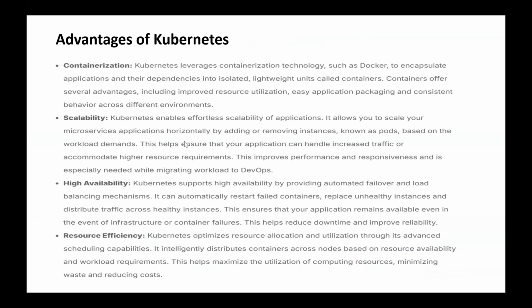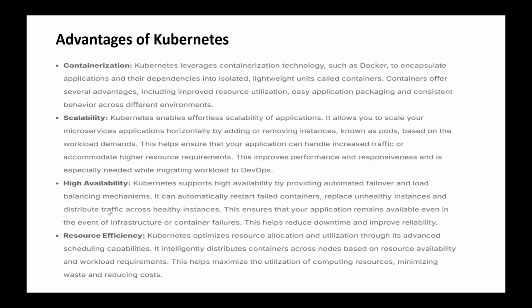Kubernetes also supports high availability by providing automated failover and load balancing. If you have some cloud provider, you can add the load balancer. It will automatically balance your load. It will automatically send all the traffic to the nodes and to the pods equally. So this will ensure your application is highly available. Even if some containers are destroyed or unhealthy, or some pods are unhealthy, this will help ensure no downtime and improves your application reliability and availability.